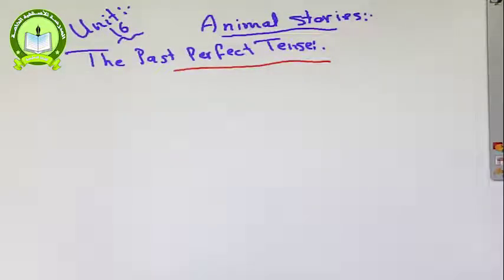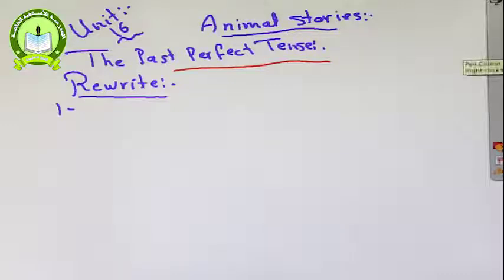Let's have an example for this. And the most important question that makes some of you feel worried, the rewrite question. Rewrite the following sentences using the words in brackets. Number 1. Before lunch, Hala had visited her friend.